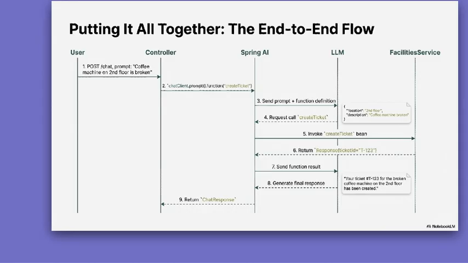And finally, step 9. The controller receives that final synthesized chat response from Spring AI and returns it to the user. That is a massive amount of architectural complexity managed across 2 systems and multiple API calls, all abstracted down to a single Java method chain. The elegance of it is just undeniable. It really shows how Spring AI acts as this sophisticated translator and conversational state manager.